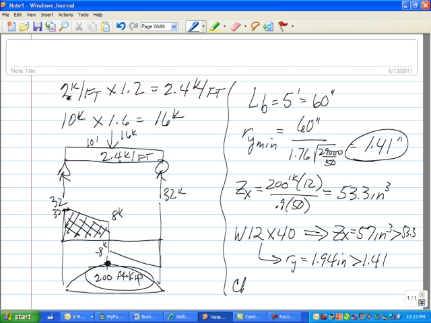You can go ahead and check this on your own, come up with the design moment capacity based on the plastic section modulus, and when you do this, phi will be 0.9, Mn is Zx times F sub y, and if you divide that by 12, you'll find out that the moment capacity is almost 214 foot kips, which is greater than 200, so this works.